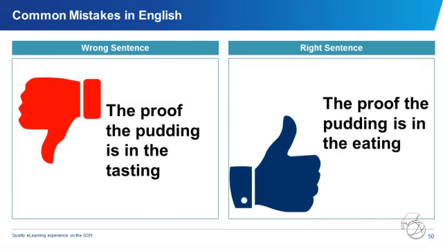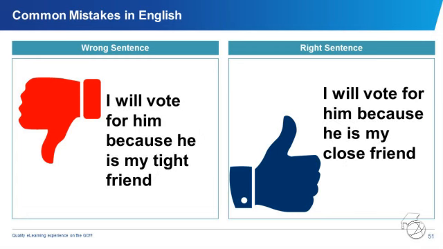The proof of the pudding is in the tasting. Wrong. Rather, you say, the proof of the pudding is in the eating. I will vote for him because he is my tight friend. Is wrong. I will vote for him because he is my close friend. Is correct.